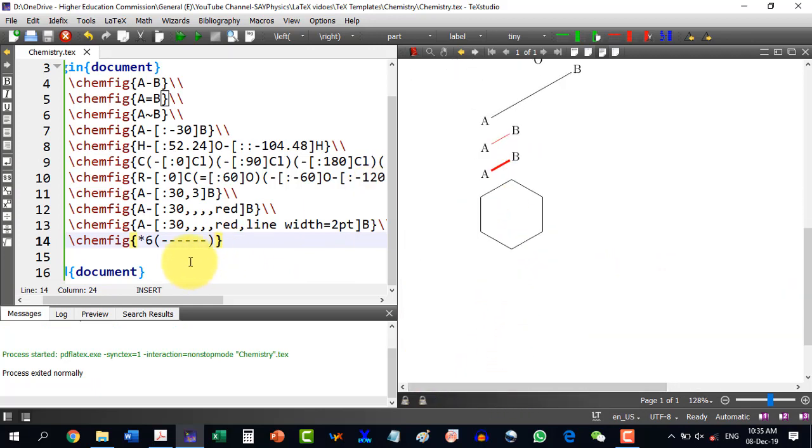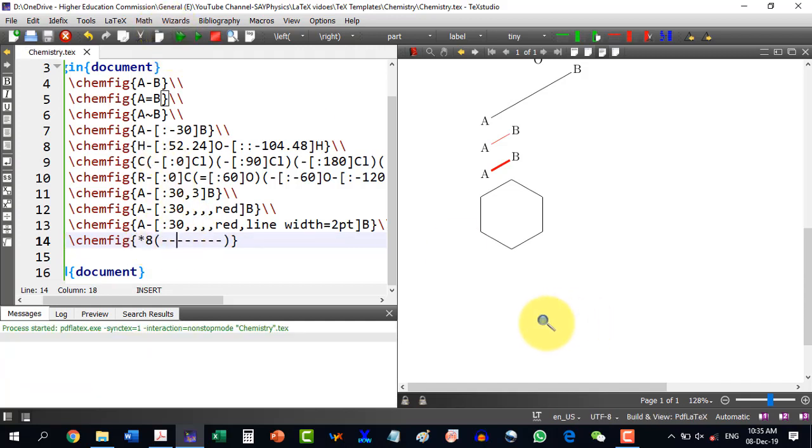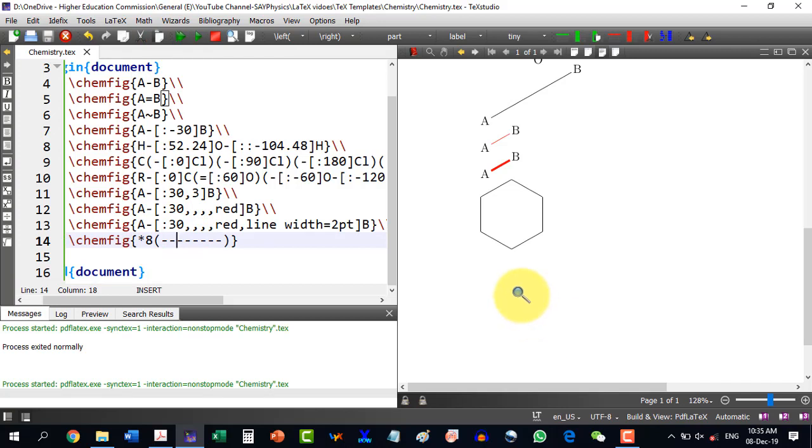Similarly, if I want to make this one 8, meaning 8 sides, then I will have to add 2 more here, and I execute this one, and it will be 8 sides now.